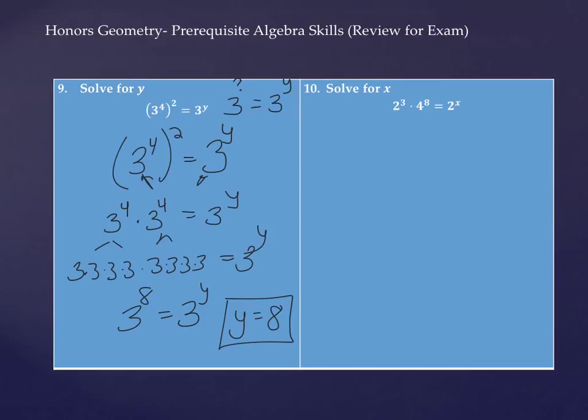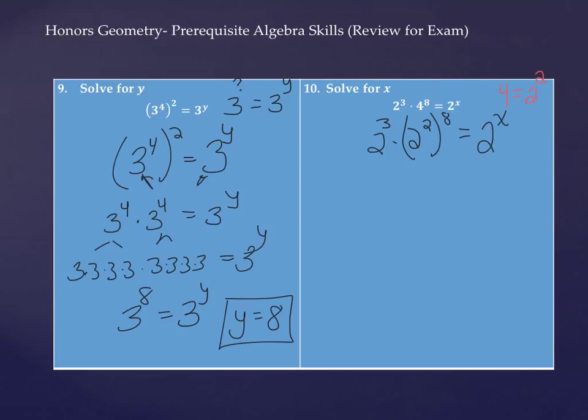Okay, number 10. Here I did something a little sneaky, Anya, and I changed the base here. So you've got 2 and you got 2 here, but here's a 4. So we need to find a way to rewrite the number 4 using a base of 2. And hopefully you can see that 4 is the same thing as 2 raised to the power of 2, or 2 squared. So I'm going to rewrite that. I've got 2 cubed times, well, 4 is 2 squared, and that whole thing is being raised to the power of 8. And I've got this 2 to the x over here.